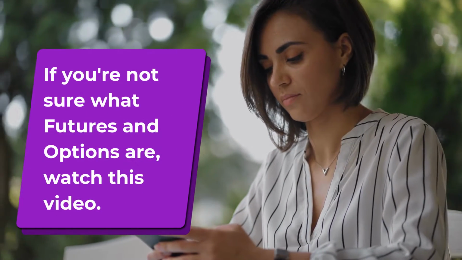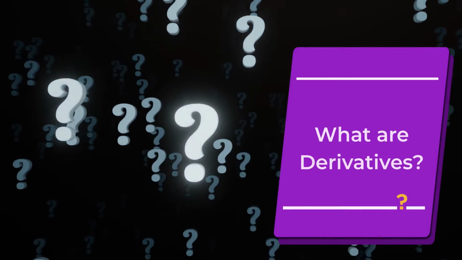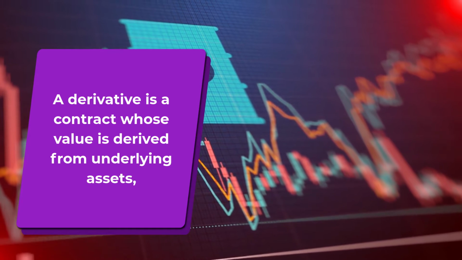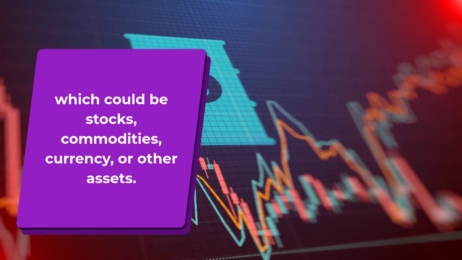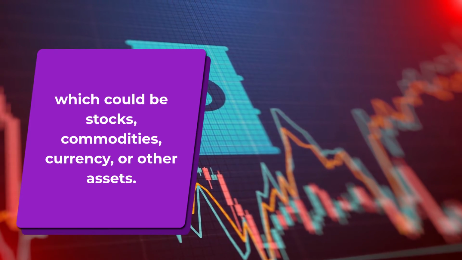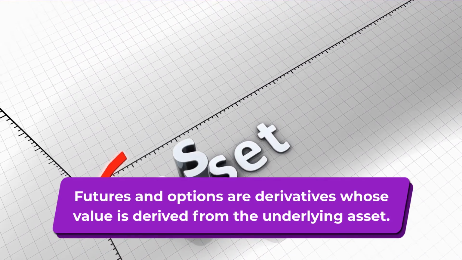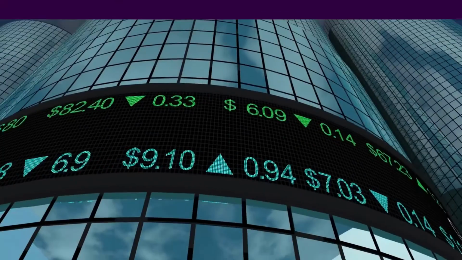If you're not sure what futures and options are, watch this video. What are derivatives? A derivative is a contract whose value is derived from underlying assets, which could be stocks, commodities, currency, or other assets. What are futures and options? Futures and options are derivatives whose value is derived from the underlying asset.